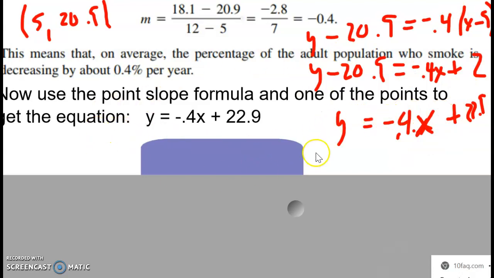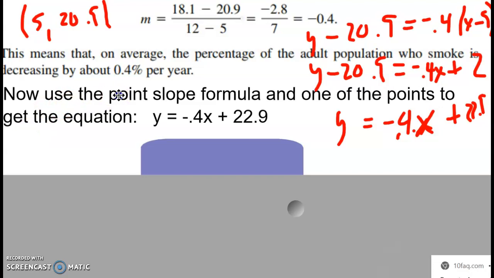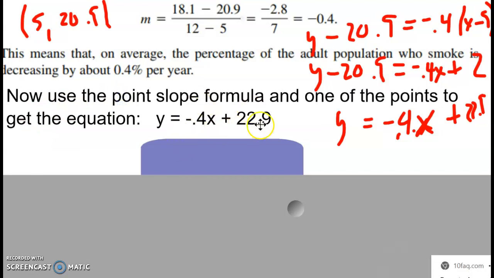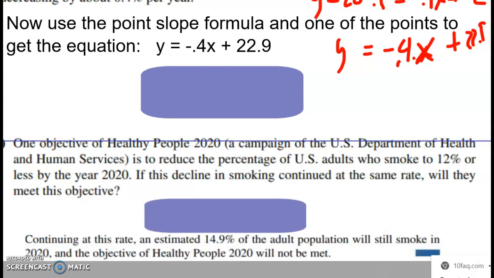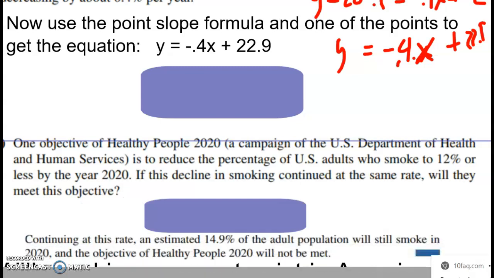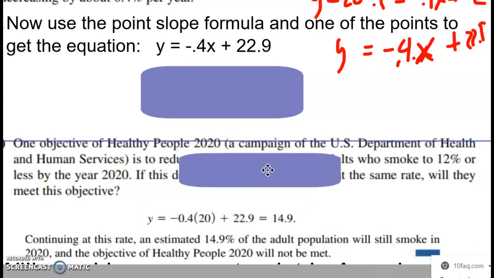There's my equation. That's going to tell me, if you tell me what year, I'll tell you what the percentage will be. So for example here, it says the objective is to reduce the percentage of U.S. adults who smoke to 12% or less by the year 2020. Well, let me put 20 in for x and see if that's really going to happen.